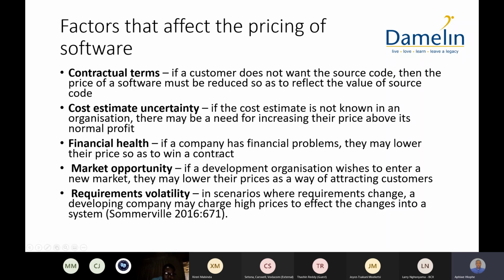So you are a service provider and you are struggling financially, you're not getting enough business, you're not getting enough customers. You may feel pressured to lower your prices just to win a contract. So that could be also a contributing factor. Market opportunity. You want to tap into a market segment, and maybe you were just building websites before, but now you want to build mobile applications.